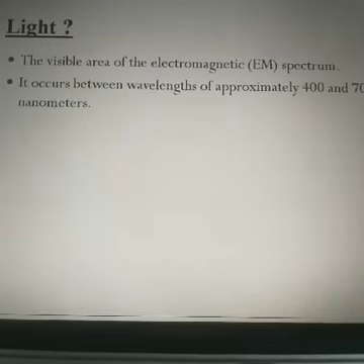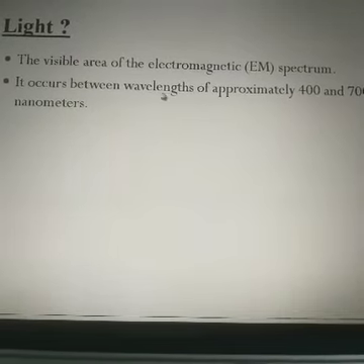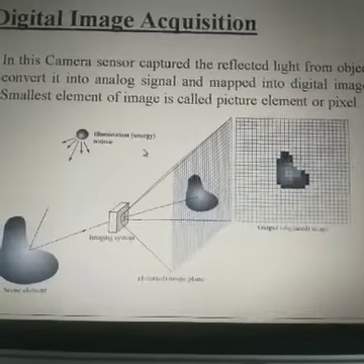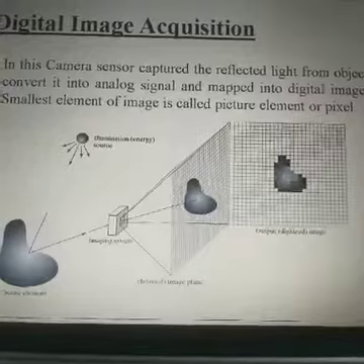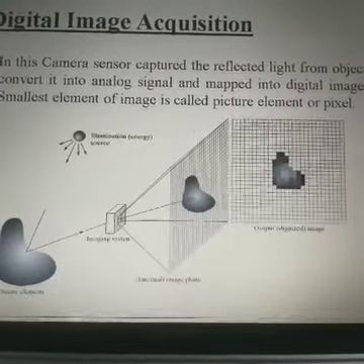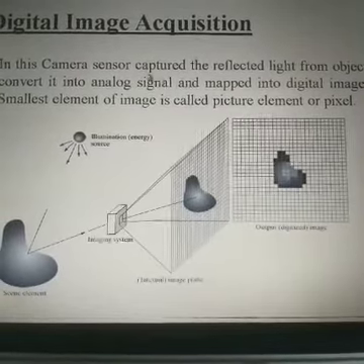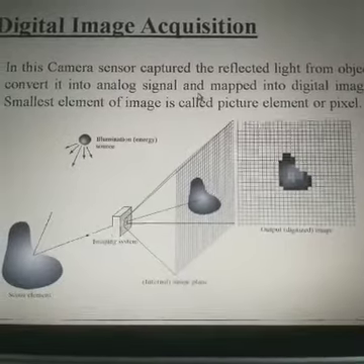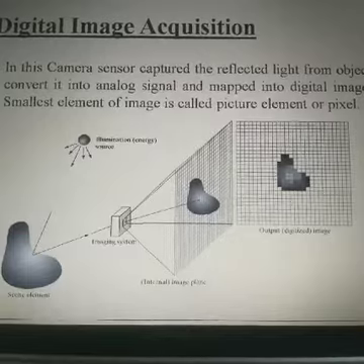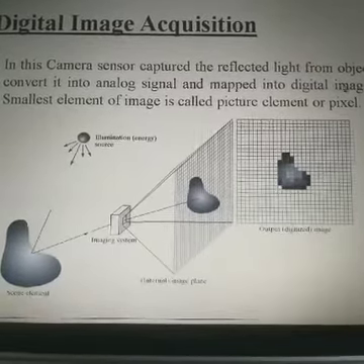Light is the visible area of the electromagnetic spectrum. It occurs between wavelengths of approximately 400 and 700 nanometers. In the presence of light, we capture an image, and capturing an image is also known as acquiring an image. So in digital image acquisition, any image that is captured, which means we acquire that image in the presence of light, is converted into an analog signal and mapped into a digital image.